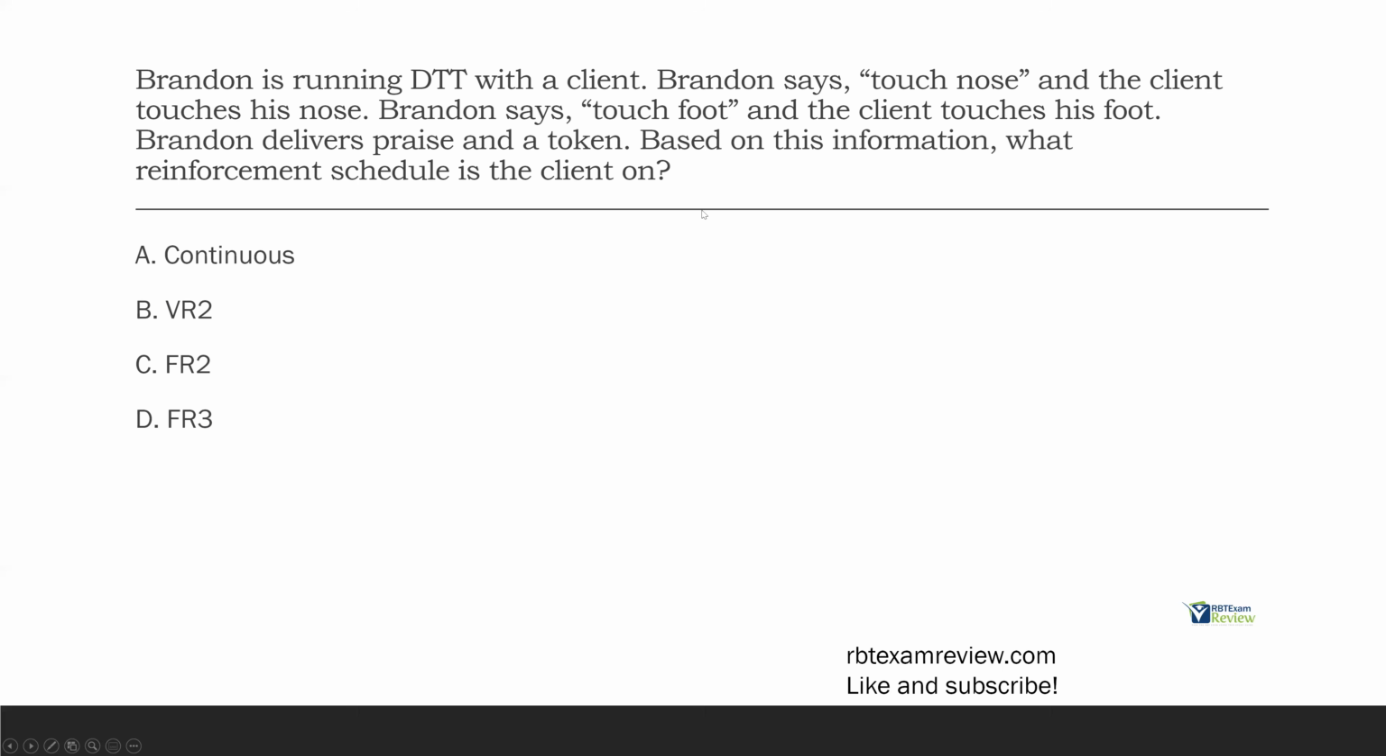Now, based on this information, all we know is the client engaged in two responses and received reinforcement. Based on this information, we think this is going to be an FR2. If we had more information, if we knew more about when Brandon delivered reinforcement, maybe our answer changes. But based on this information, it looks like a fixed ratio 2 because every 2 responses, the client's getting reinforced.